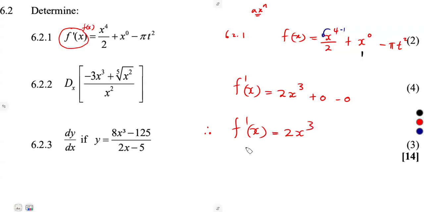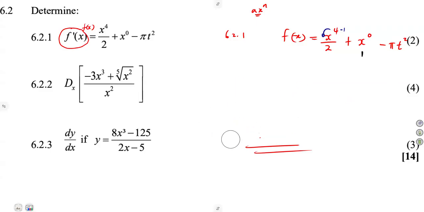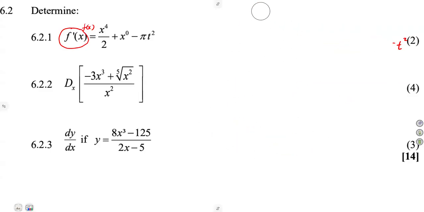2x cubed from what we are given, as these ones give us a 0. So that was the whole idea. All right, let us move on to another part, 6.2.2, the derivative with respect to x of this.